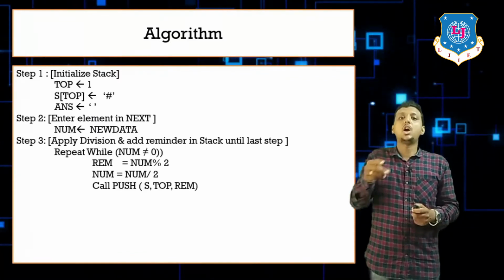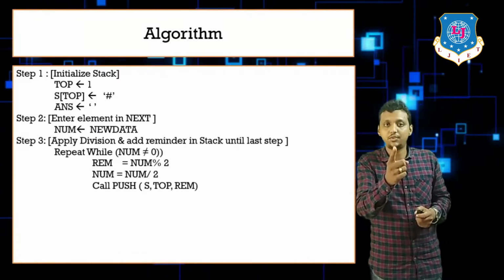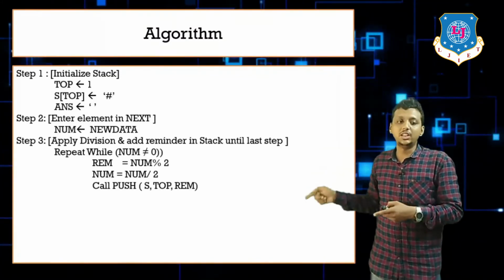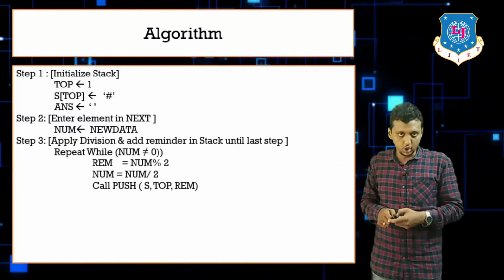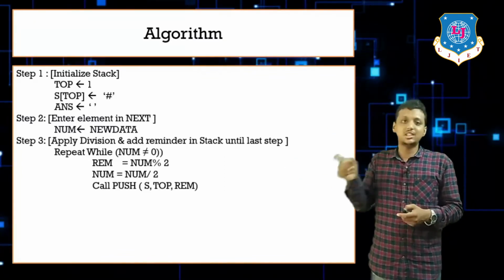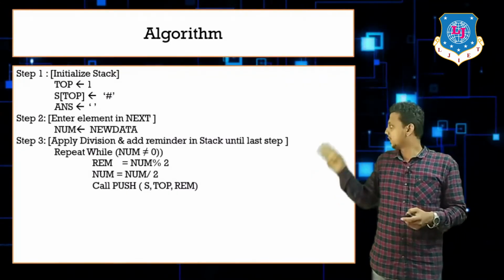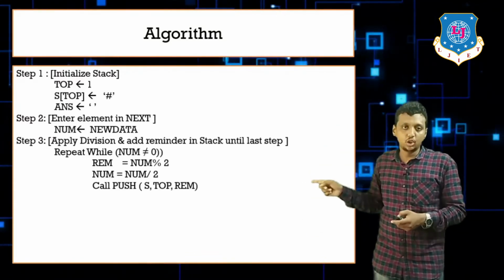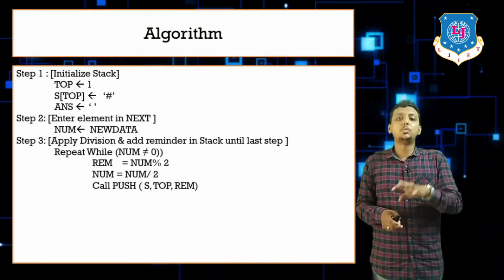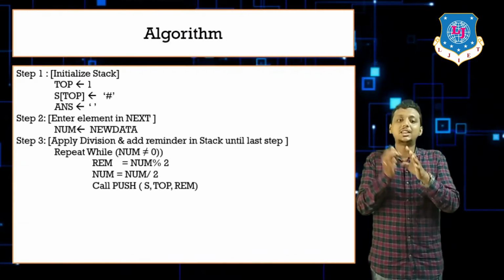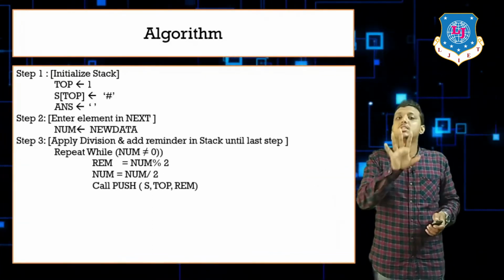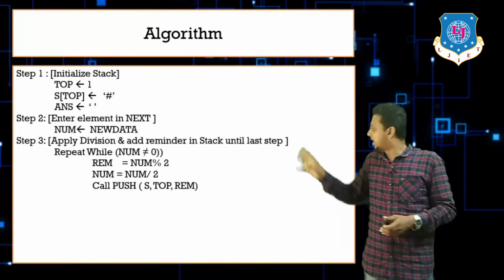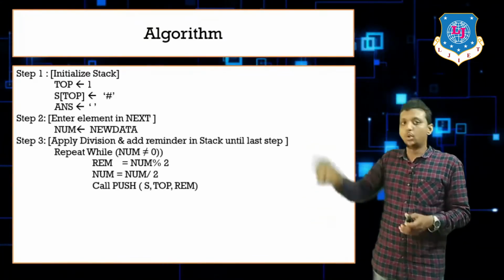So now my latest value of the number is 6. With the 6 value, I again go inside the loop. 6 modulo 2 becomes 0. Number becomes 3 because 6 divided by 2 is 3. So again I need to push 0 over there. Again go inside the loop. Now 3 modulo 2 becomes 1. And 3 divided by 2 becomes 1.5, so in number I have 1. So again I need to push 1 over there.